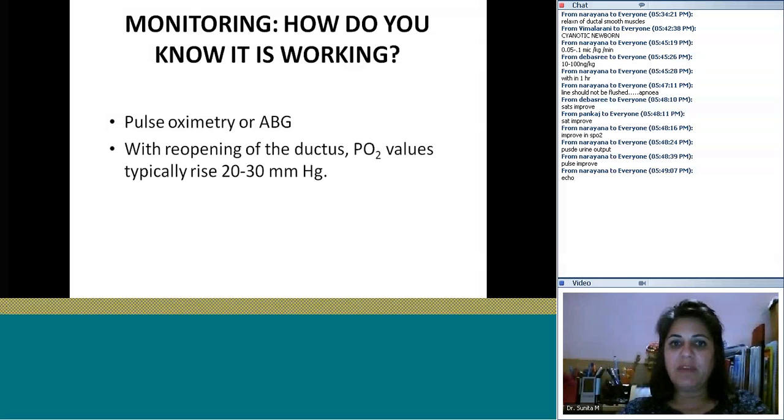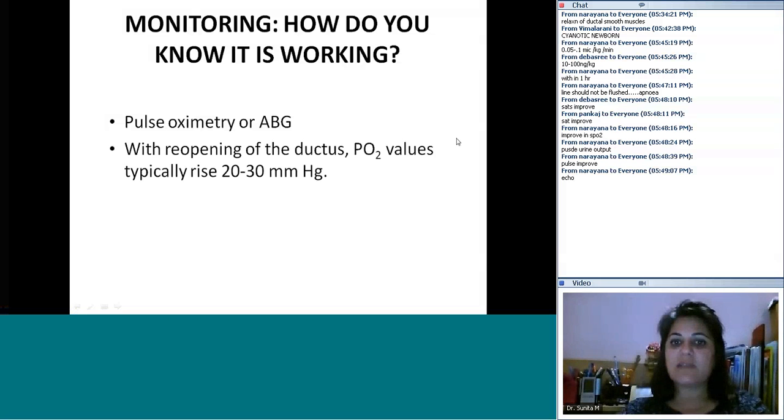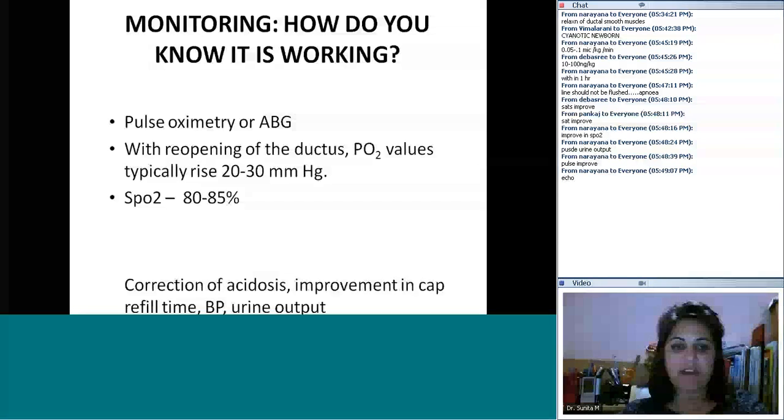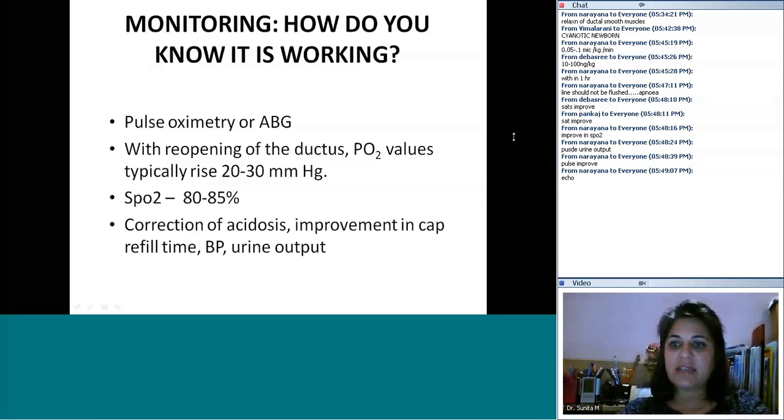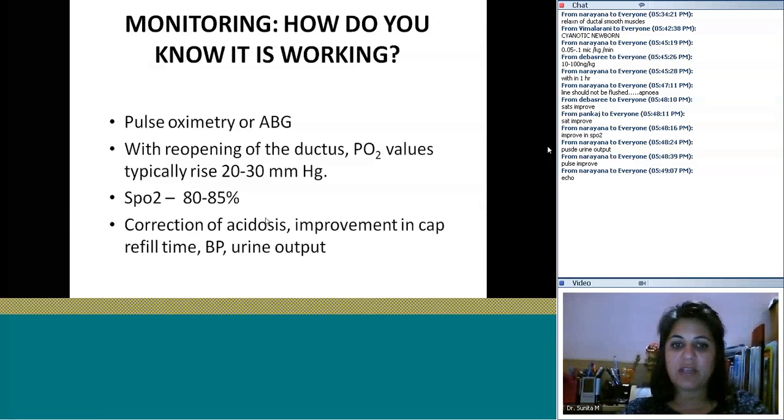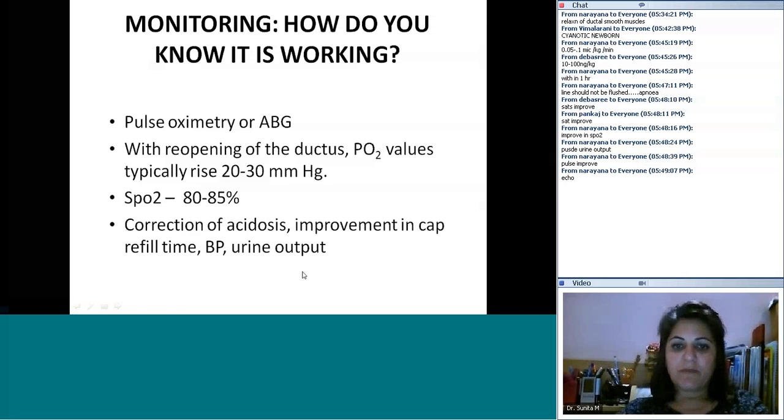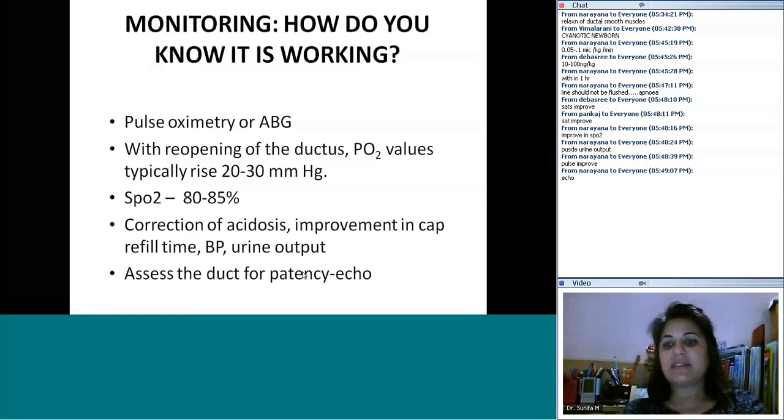So pulse ox or ABG, in the ABG, typically what will happen is that the CO2 values will rise by 20 to 30 millimeters. If you don't want to do ABG, look at the stat. It should improve to 80 to 85%. And as we discussed in the left heart obstructive one, you should get correction of acidosis, improvement in cap refill, improvement in BP, and improvement in your urine output. And finally, assess the duct for patency by echo.